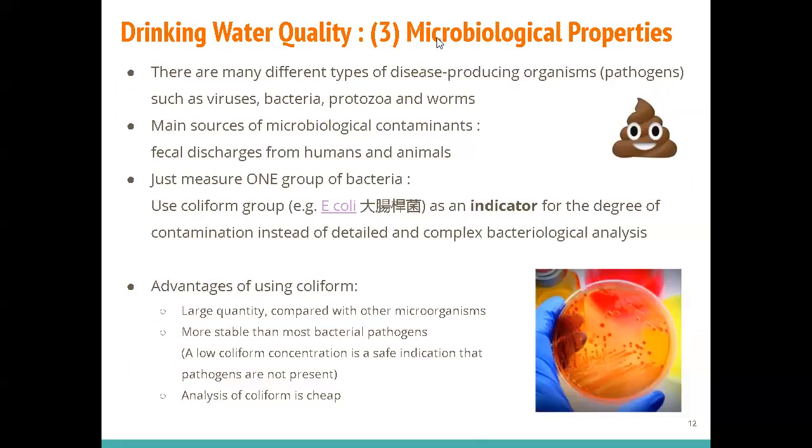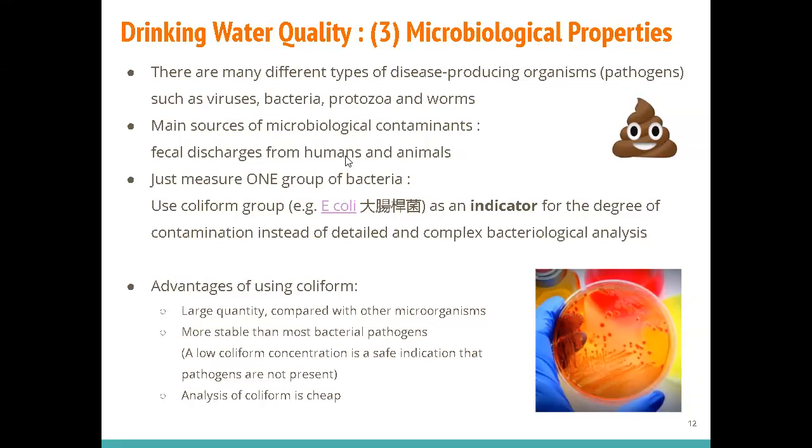Okay, the third category is microbiological properties. So there are a lot of different types of disease-producing organisms, meaning pathogens, including viruses, bacteria, different small microorganisms or worms. And the main source would be, of course, coming from the discharges from animals, or from us.